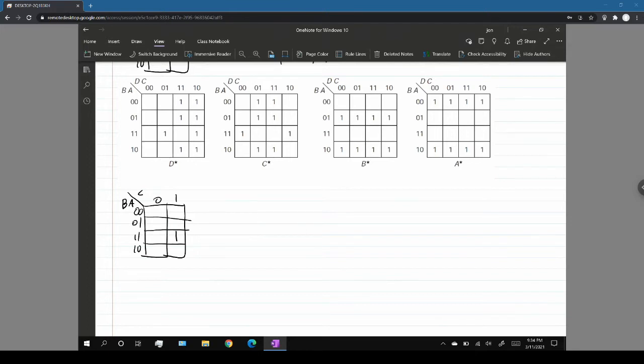So now I can make my circles. I'm going to go ahead and circle that, and then write my equation. And then we see that we have A, B, and C. So we have A, B, and C right there.